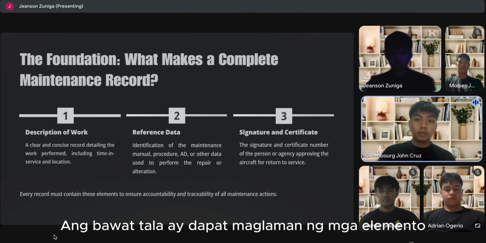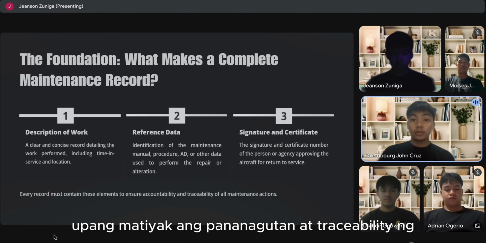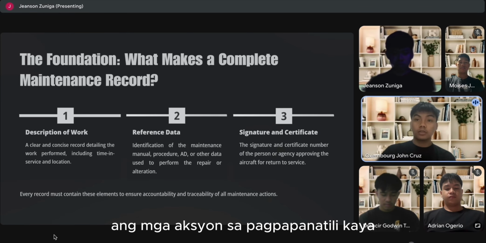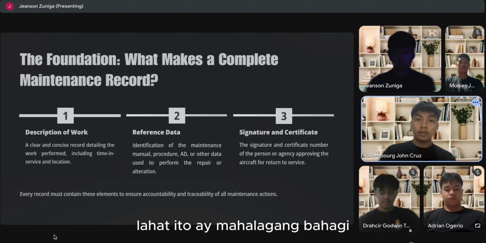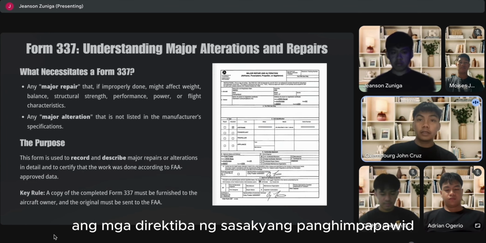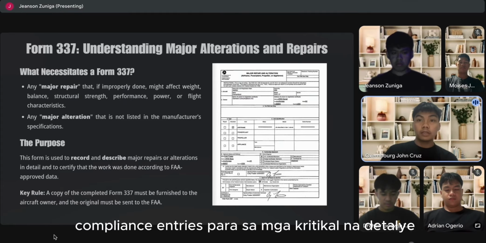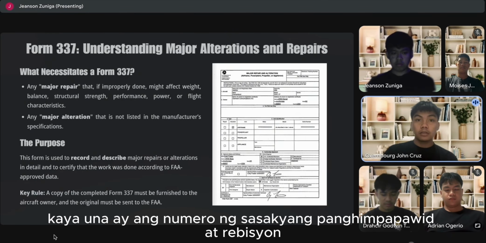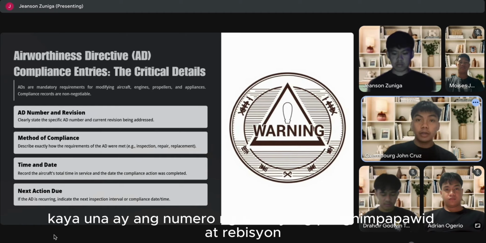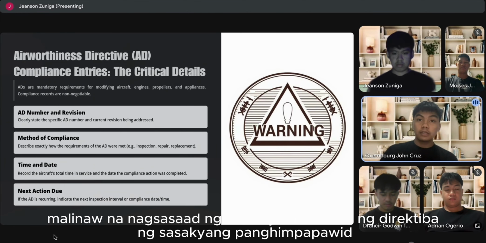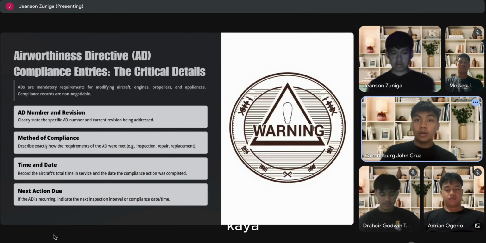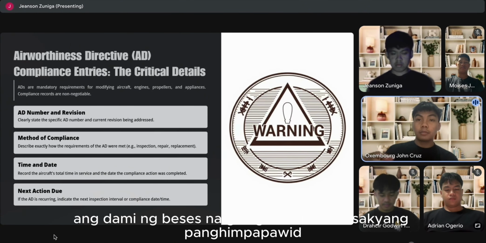Every record must contain these elements to ensure the accountability and traceability of the maintenance actions. These are all important parts of the repair or alteration. The airworthiness directive compliance entries have critical details. The first one is the directive number and revision, which clearly states the specified airworthiness directive number and current revision being addressed, and the number of times it is being done on the aircraft.